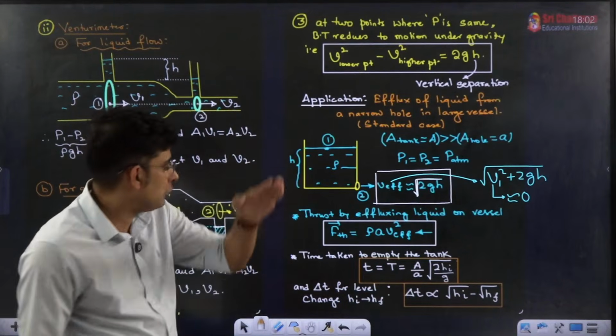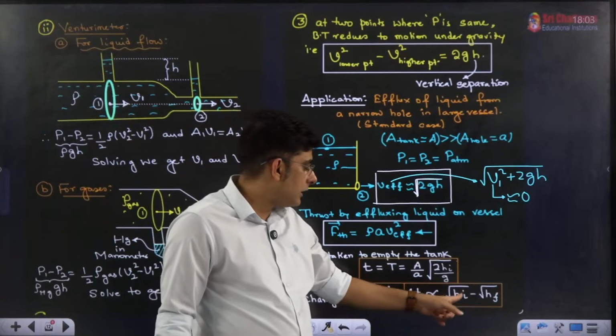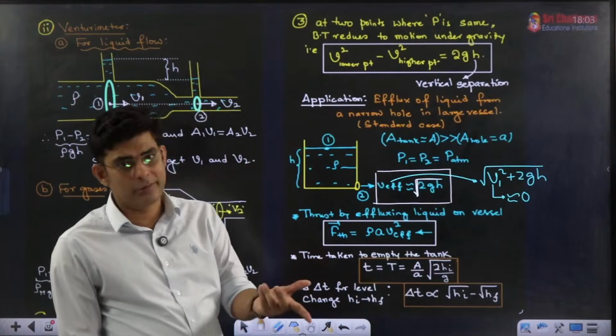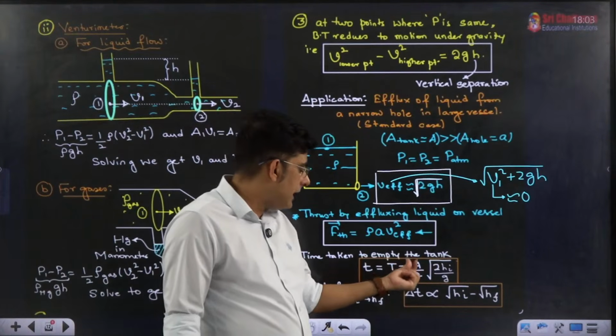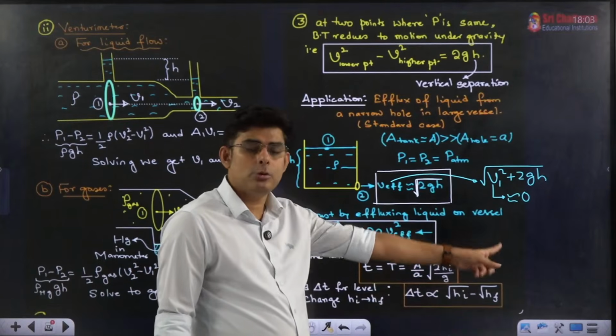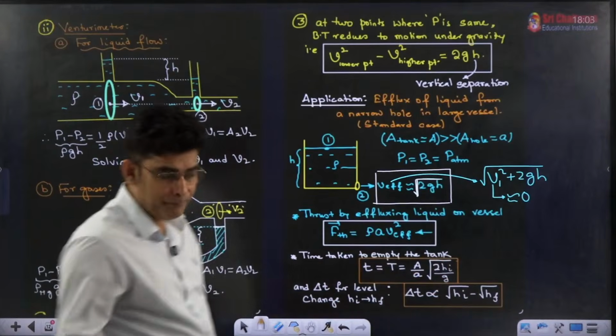So if the level has to fall from HI to HF, the time interval will be root HI minus root HF. Then if they ask you to find the value, that also you can find. What you have to simply write is A by small a under root 2 HI by g minus under root 2 HF by g. That's it. So proportionality wise we can write it like this.